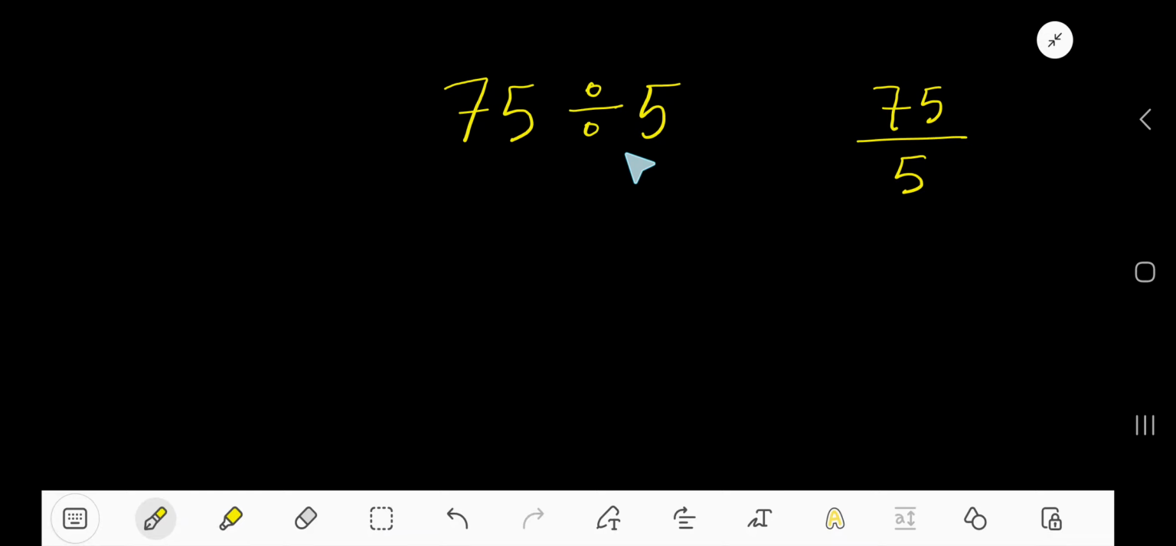75 divided by 5, right? Let's divide by long division. Okay, 5 is the divisor and 75 is the dividend. 5 goes into 7 how many times?